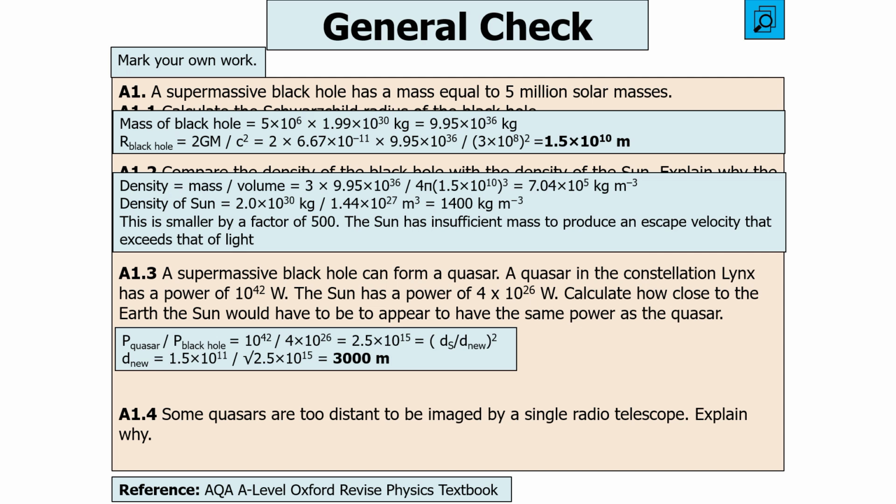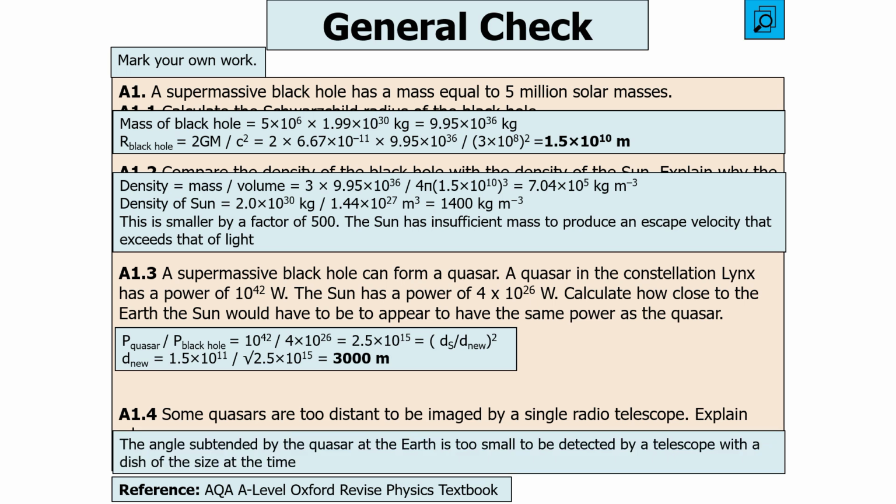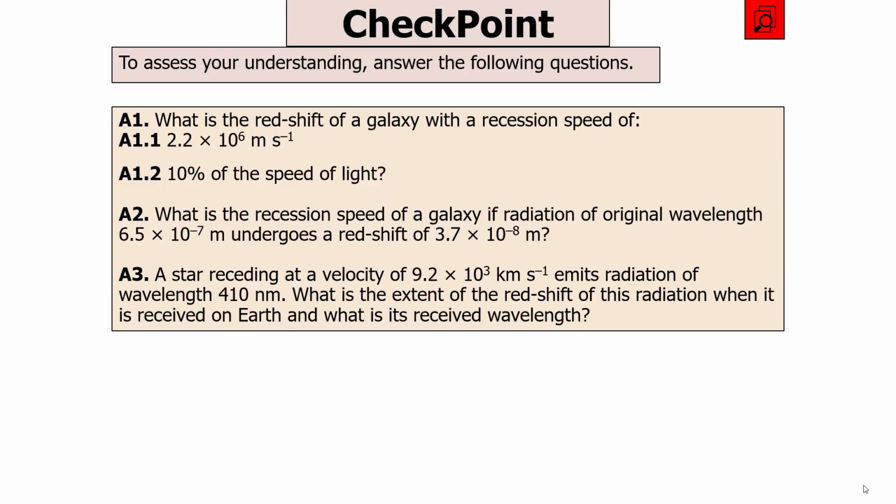Now the issue why it can't be imaged by one single radio telescope is that the angle subtended by the quasar at the Earth is too small to be detected by a telescope with a dish of that size at this time. So we've got to be using larger telescopes or telescopes in space to image quasars.